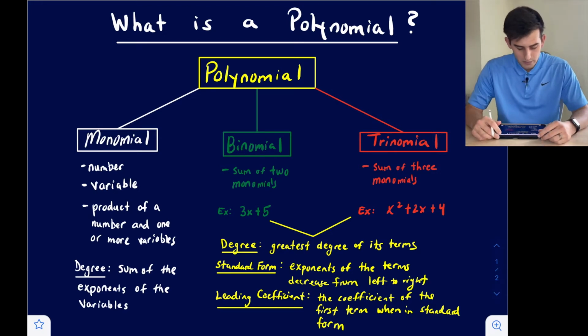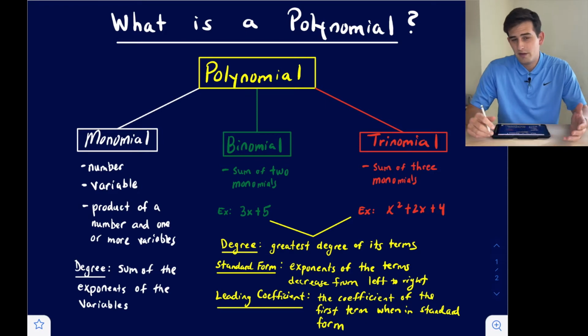So let's start with a monomial. A monomial could be one of three things. A monomial could just be a number, like 2, 5, 7, -8, something like that. A monomial could be a variable, x, y, z, or it could be a product of a number and one or more variables, right? So 2x, or 5x squared, or 2xy, something like that.